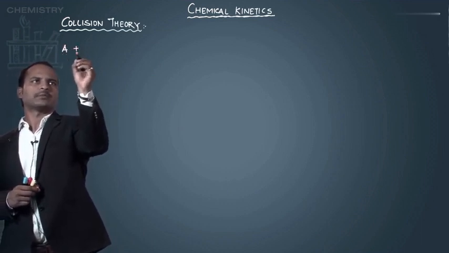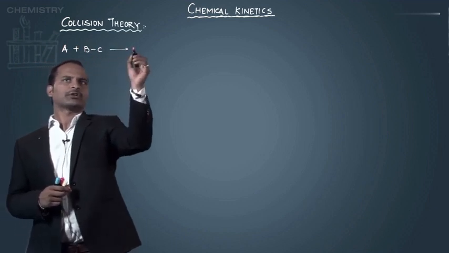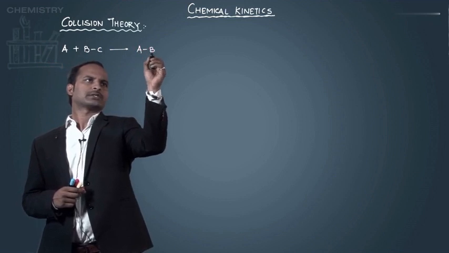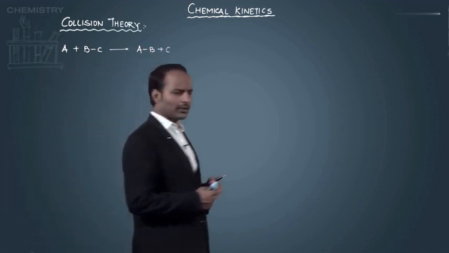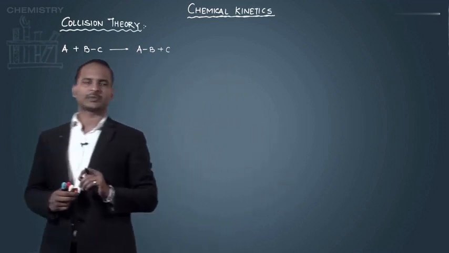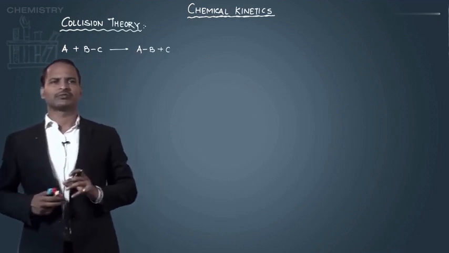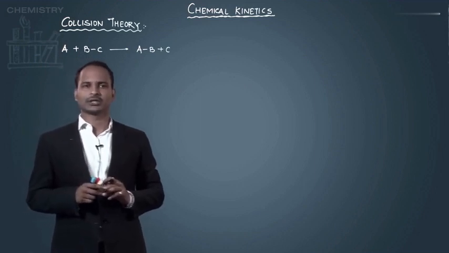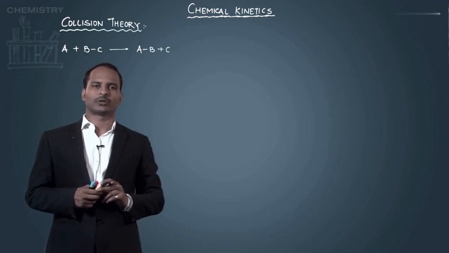A plus BC, and after the reaction we get a product, AB plus C. So this is the reaction. Now if I am following the collision theory, then collision theory says that the reaction takes place only when the reactant molecules collide together. That means here we are talking about the collision of the reactant molecules, and that's why the theory is called collision theory. So the reactant molecules should collide together to form a product.